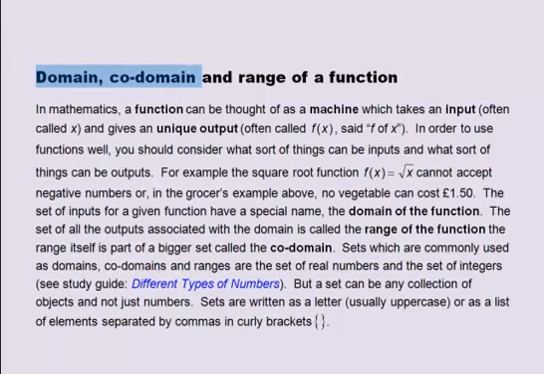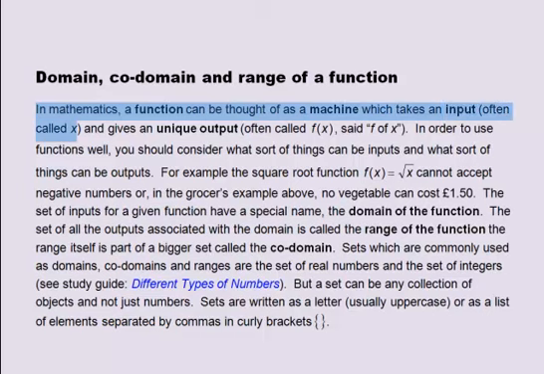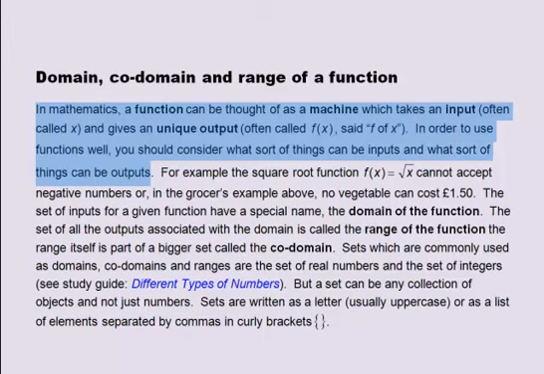Domain, codomain and range of a function. In mathematics, a function can be thought of as a machine which takes an input, often called x, and gives a unique output, often called f of x. In order to use functions well, you should consider what sort of things can be inputs and what sort of things can be outputs. For example, the square root function f of x equals the square root of x cannot accept negative numbers, or, in the grocer's example above, no vegetable can cost £1.50.